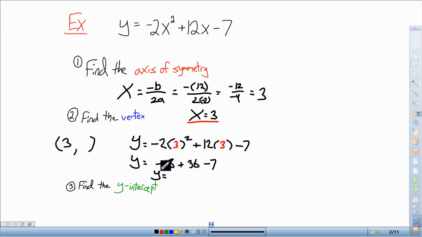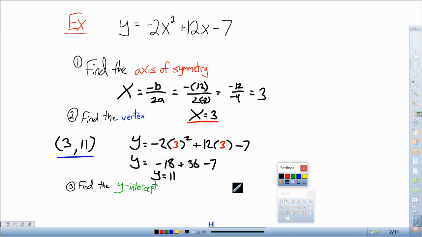Okay, so basically last thing, I'm just going to do this math here. I'm going to use my calculator just because it's easier. So negative 18 plus 36 minus 7. Looks like we're getting a positive 11. Okay, so there is my y value, and there's my vertex. Okay, well, I guess maybe since we underlined this one, let's underline this one.